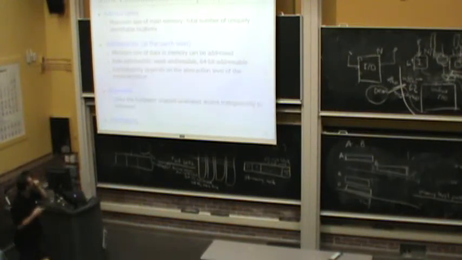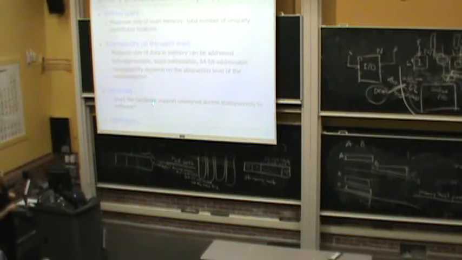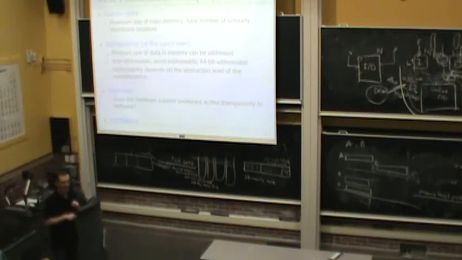Okay, alignment is another issue that we'll probably cover in the next lecture. Does the hardware support unaligned access transparently to software? Does the hardware ensure that ISA alignment, if the ISA allows unaligned accesses, how can the hardware support that? We'll get back to this.